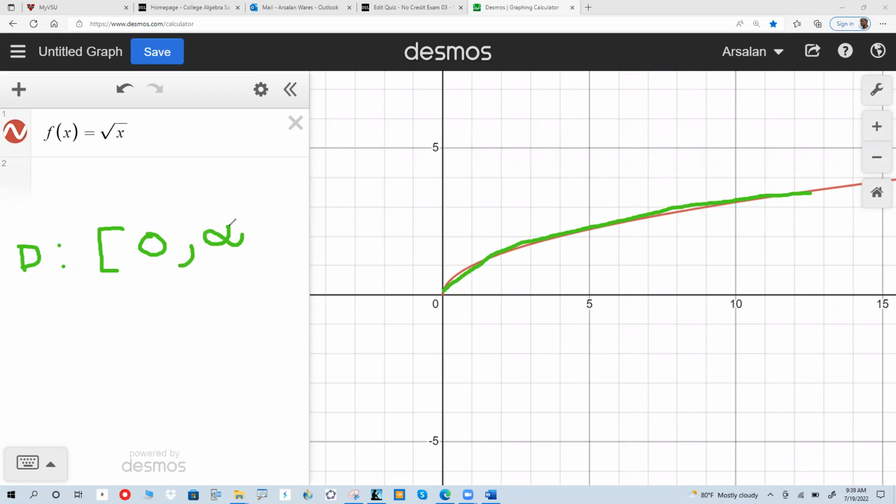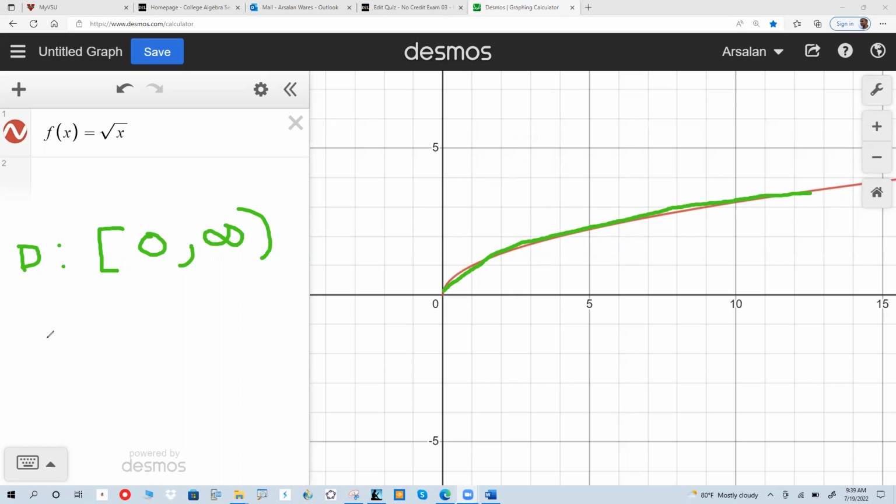0 is included because when you replace x with 0, things make sense. You cannot find the square root of a negative number. They're undefined. Okay, we'll just call them undefined. They're imaginary numbers, and we didn't talk about imaginary numbers. So it doesn't make sense to do this. So we will ignore those in this class.